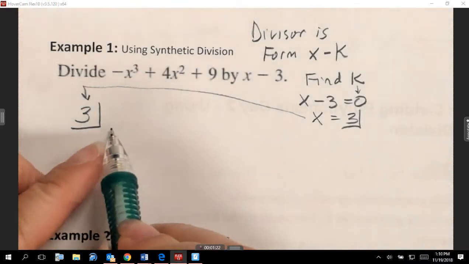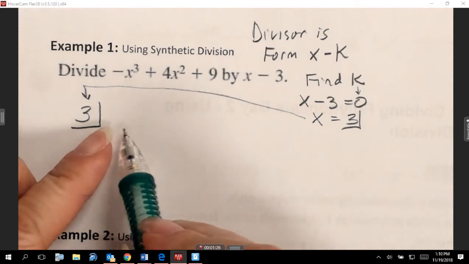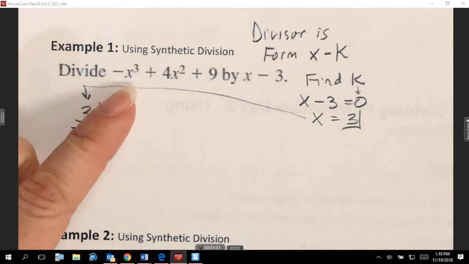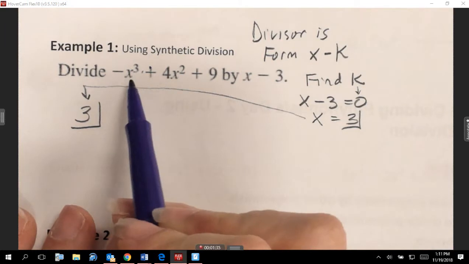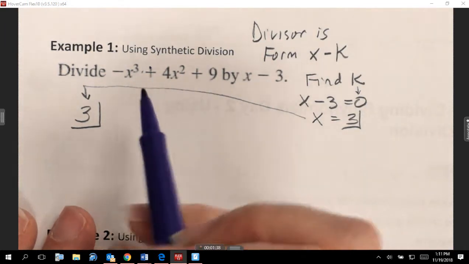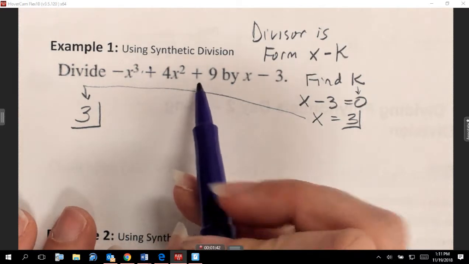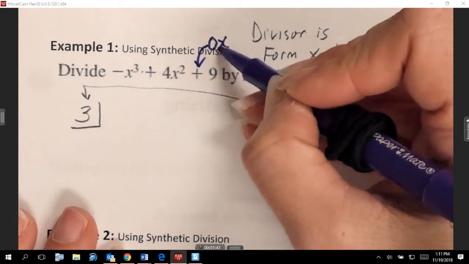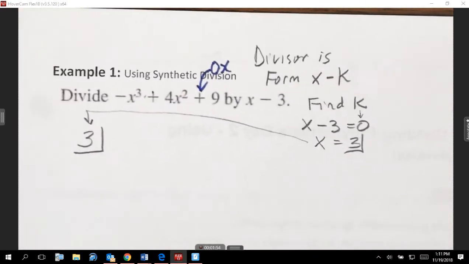What I'm going to do next to this boxed in 3, that's our k value, is write the coefficients of the original dividend. So it's the same rules as for long division, where if one of the powers of x is missing, we just put in a 0. So we've got x cubed, we've got x squared. Where's my x? It's missing. I need it, so I'm going to put in 0x. And then I have 9 with no x's. So you have to check to see if anything's missing. If something's missing, you have to put a 0 or you will get it wrong.